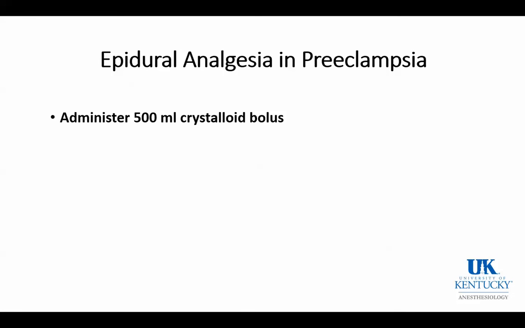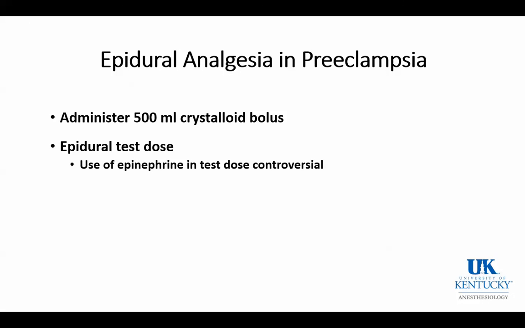Now, should we manage these patients any differently when we're doing an epidural? Well, you do need to be a little bit careful about your fluid bolus. You don't want to put a patient into pulmonary edema. Generally, our usual non-preeclamptic patients will usually get somewhere around a 1 liter bolus. With the preeclamptic patient, I won't give more than a 500 cc bolus, and then I'm going to watch and see what happens.